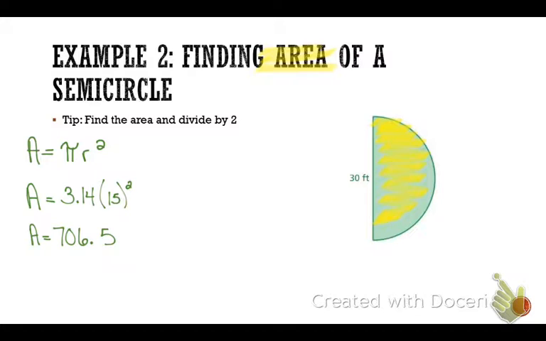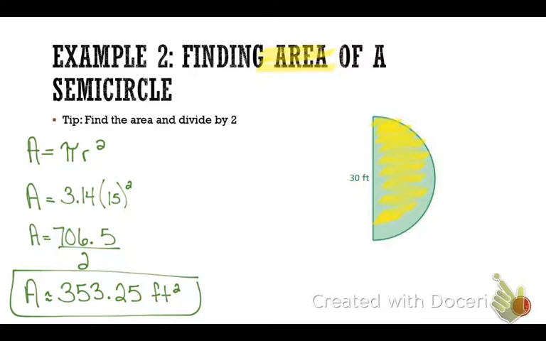But I need a semicircle. So what do I need to do to this value? Someone raise your hand. What do I need to do to this value, Isla? I need to half it. Okay? So I find the area just like I did in the last example, but now I'm going to divide it by 2 to find the area of the semicircle, 353.25. And again, I estimated it because my problem involved pi. And pi is not exact.